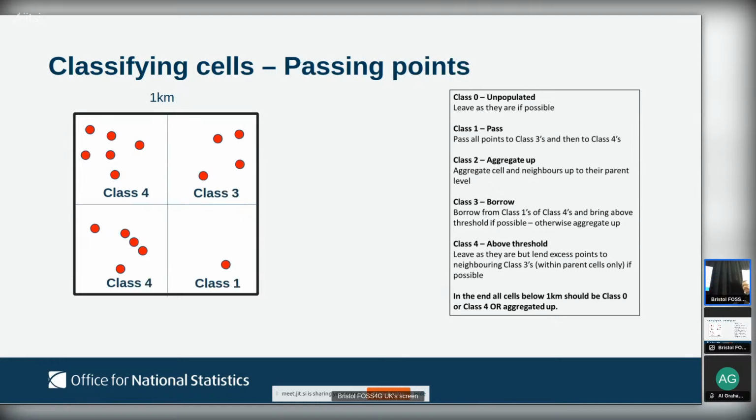In another example, we've got 2 class 4 cells, so they can share excess points. We've got a class 3 that can take points and a class 1 that can give points. So in this scenario, we can bring the class 3 cell over the threshold. The class 1 becomes a class 0, so it's still okay. And these cells can try to be split further. They don't fail and have to be aggregated up.